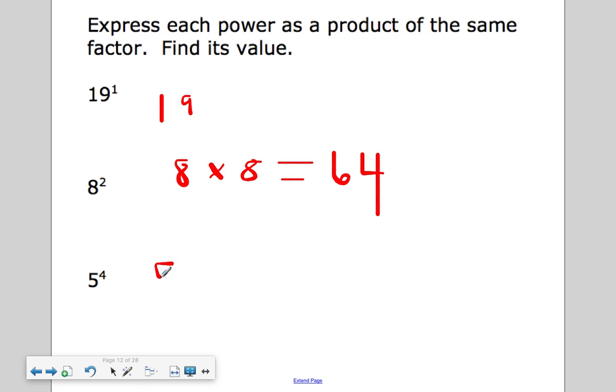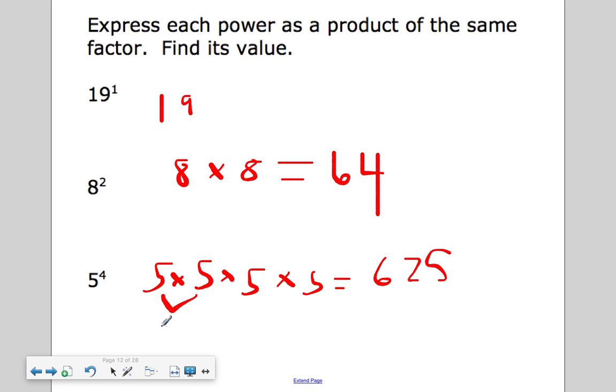Next one, 5 to the 4th power. 5 is the base, so it repeats itself 4 times. So what do you get when you multiply this? Many ways to solve this. You can multiply 5 times 5 is 25, times 5 is 125, times 5 is, I believe, 625. Or you could do it this way. 5 times 5 is 25. So you're multiplying pairs of numbers. This 5 times 5 is 25, and 25 times 25 is 625.